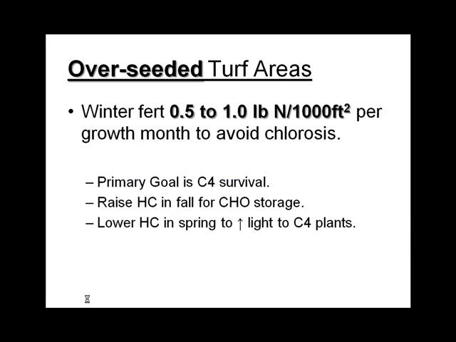Other golf courses like Country Club in North Carolina don't even overseed. So different philosophies. Paul Jett's in between. So he'll put ryegrass out, but his primary goal oftentimes is the survival of the Bermuda grass. Generally, a half to a pound of nitrogen per 1,000 square feet per growing month will help avoid yellow color. You can manage the ryegrass to be finer and smaller with less nitrogen.